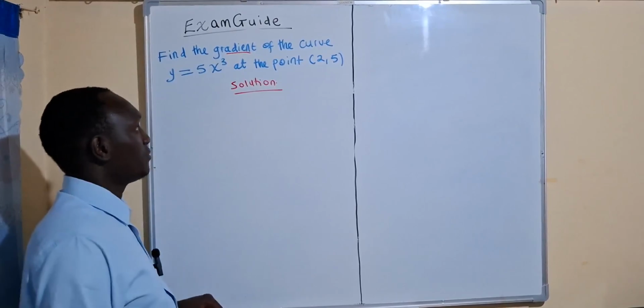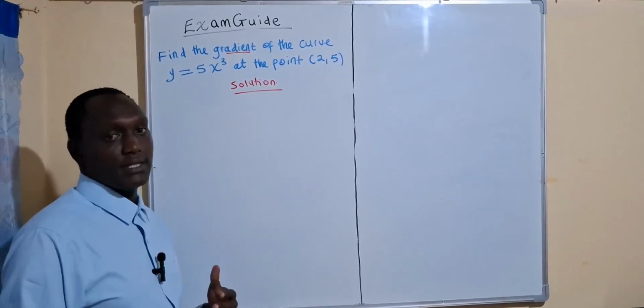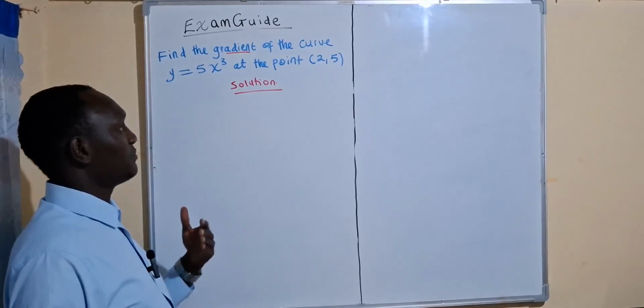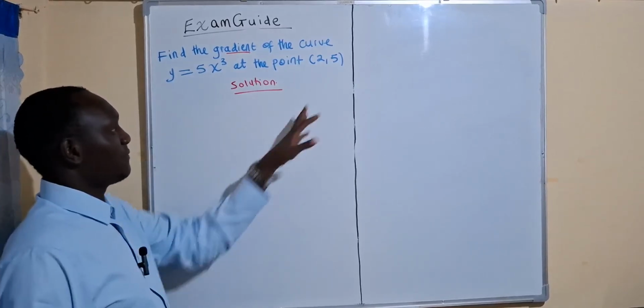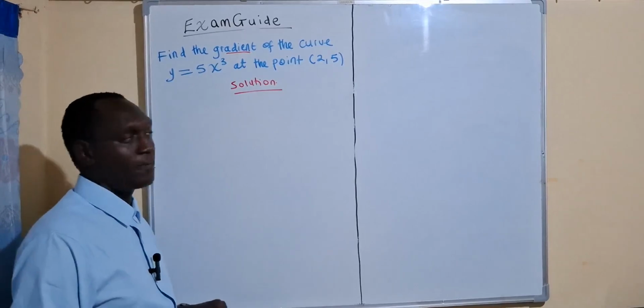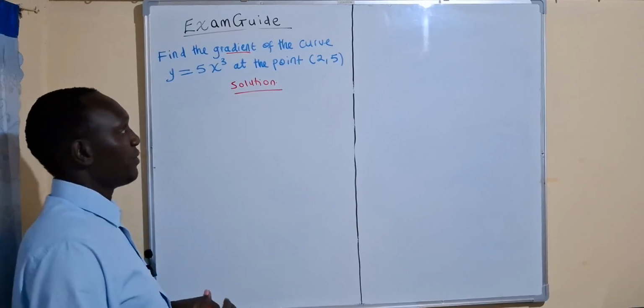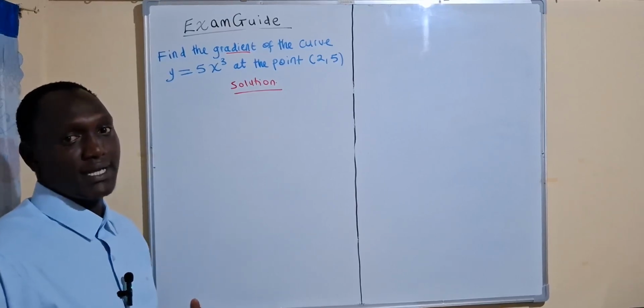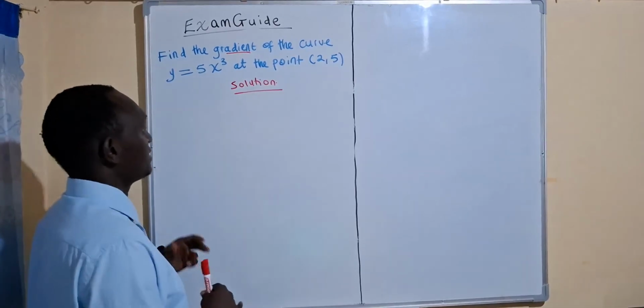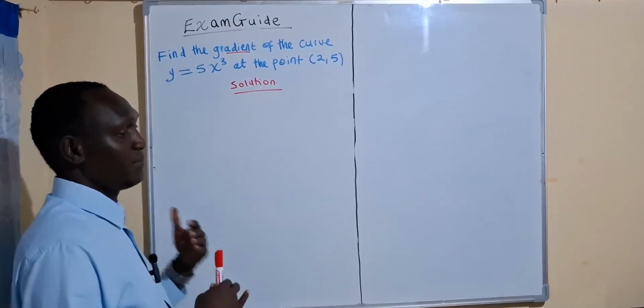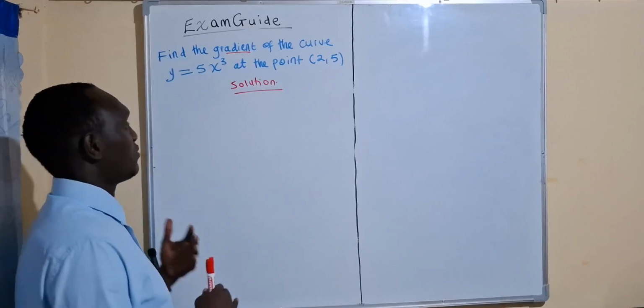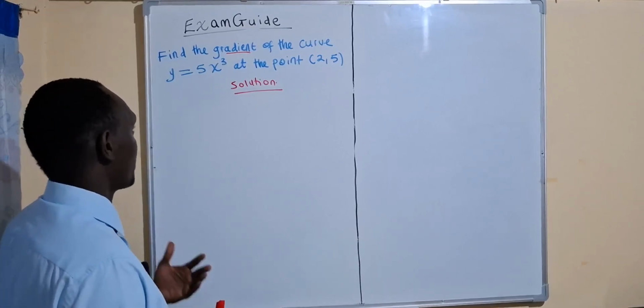What does it mean, looking for the gradient? They want us to find the steepness of this curve at the point (2, 5), whether it is very steep or it is not that steep. That is the meaning of gradient. It is just the measure of steepness of a given line or a curve.